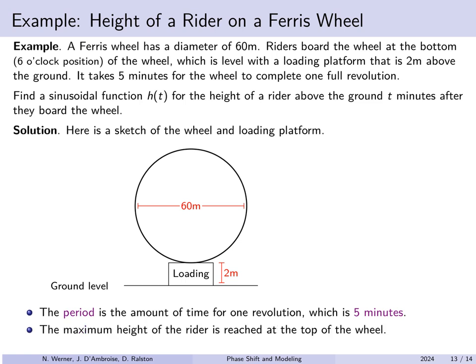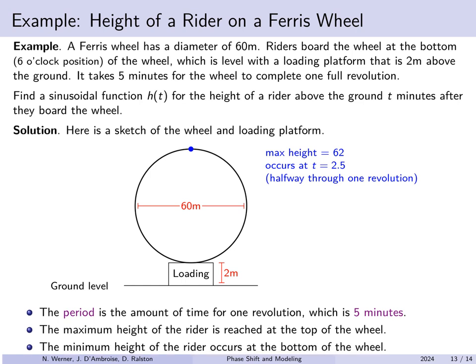The maximum height is up at the very top of the wheel. This point here is up at the top of the wheel. Now, since the wheel has diameter 60 meters, but the loading platform gives us another 2 meters, the maximum height is 62 meters, and this will occur halfway through a revolution. We are told we start our model with the rider boarding at the very bottom, so they will get to the very top exactly halfway through. So since it takes 5 minutes to go around, at t equals 2.5, we have reached the very top.